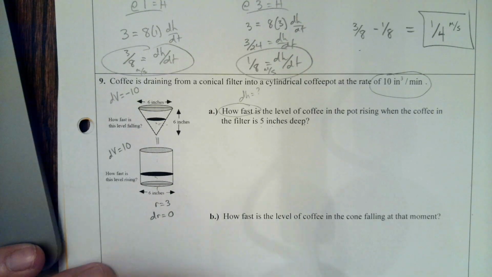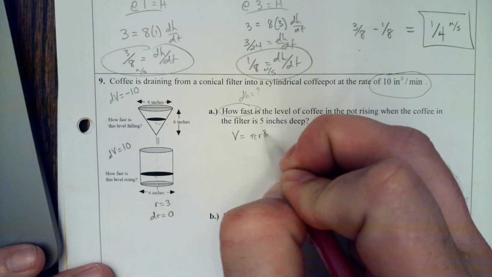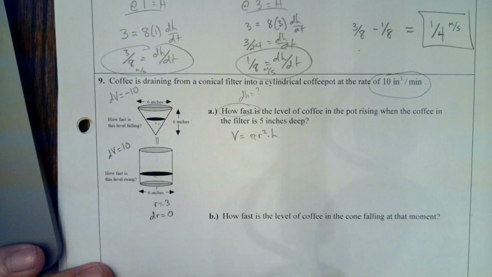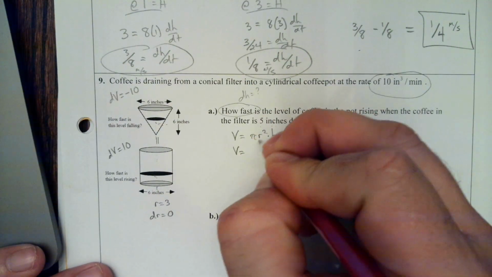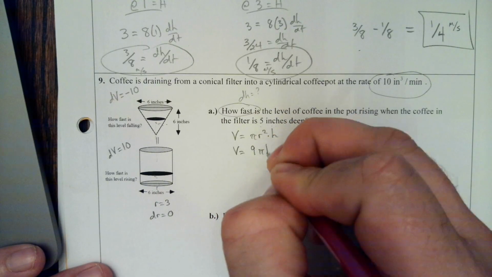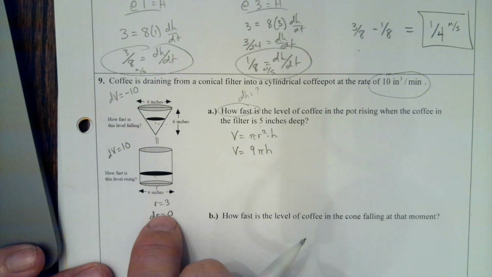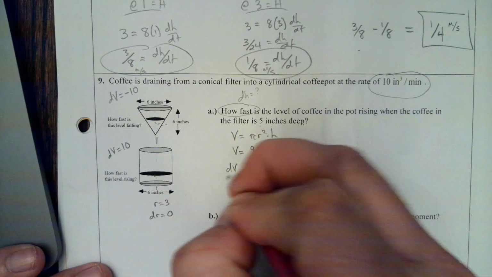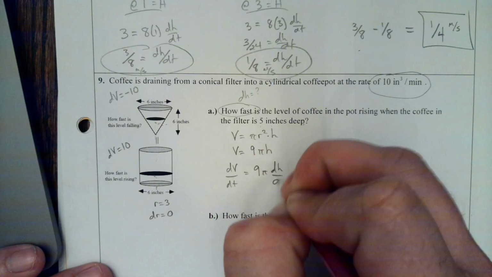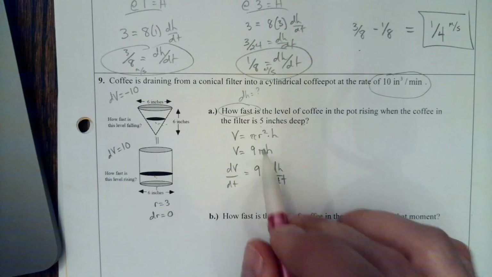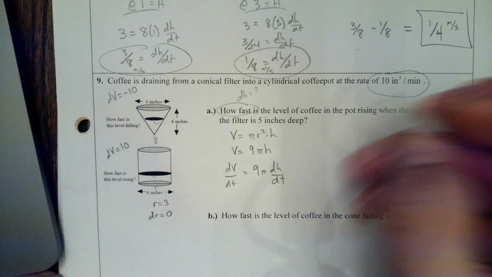Okay? So the volume of a cylinder is pi r squared h. But because r is 3 and always 3, I can rewrite this formula as V = 9 pi h. And that's always going to be true because that derivative is 0. So if I differentiate it, I get dV/dt equals 9 pi dH/dt. And you can see that the actual height itself has no relationship with the rates. This is the cylinder, so the 10 is positive.